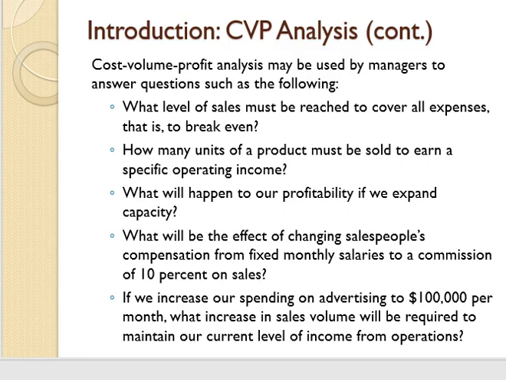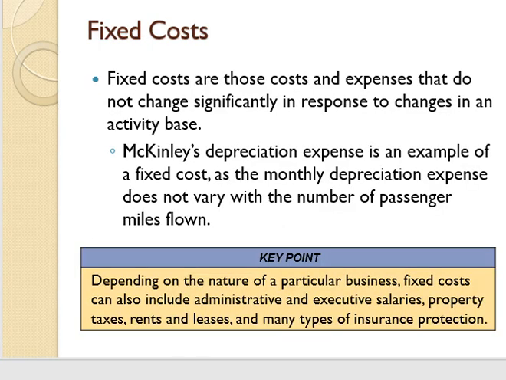But to be able to use the break-even model, you need to understand certain types of costs, which I'll now be going over. The first type of cost is something called fixed costs. Fixed costs are those that do not change over an activity base. For example, McKinley's depreciation expense is a fixed cost, as the monthly depreciation expense does not vary with the number of passenger miles flown. In other words, a fixed cost doesn't change. It stays the same. I'm paying $1,000 a month rent, and that stays the same, no matter how many times I go to my office. It's fixed. It doesn't change unless I expand beyond what we call a relevant range. But in general, it doesn't change at all.